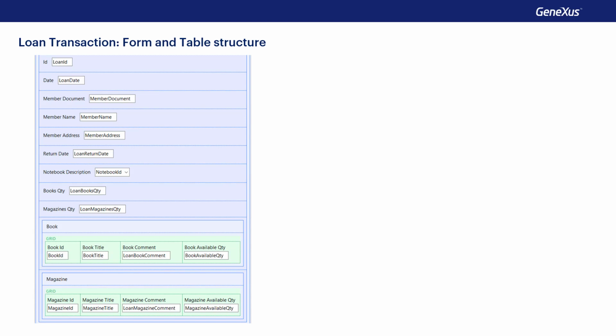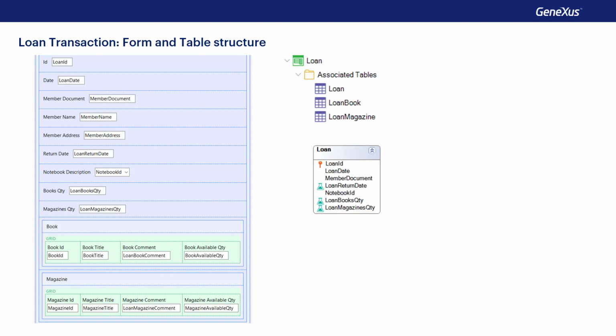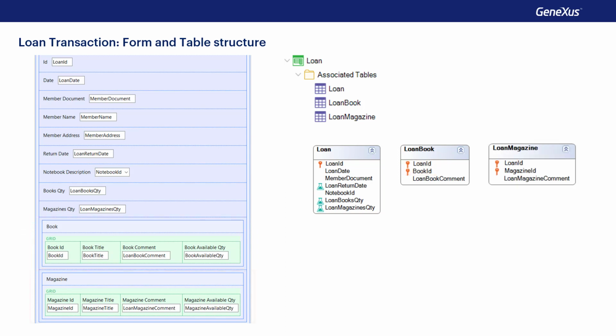What associated tables are created by Genexus for this loan transaction? It creates 3 tables. Loan, associated with the first level, with loan ID as primary key. Loan book, associated with the book level, with loan ID and book ID as compound primary key. And loan magazine, associated with the magazine level, with loan ID and magazine ID as compound primary key. By defining 2 parallel levels, we see parallel grids in the form.